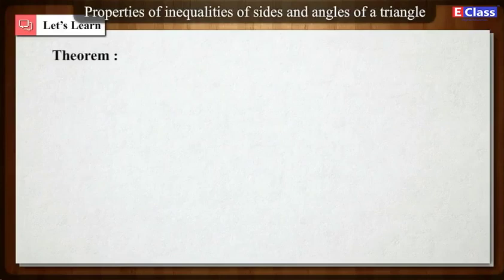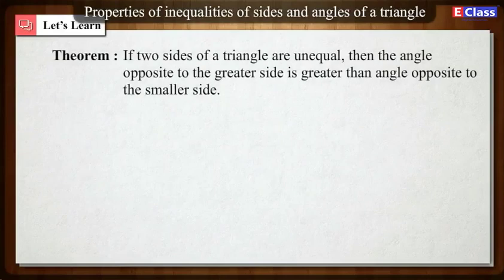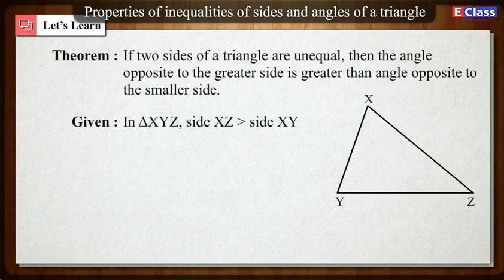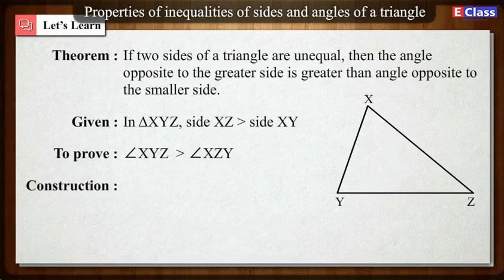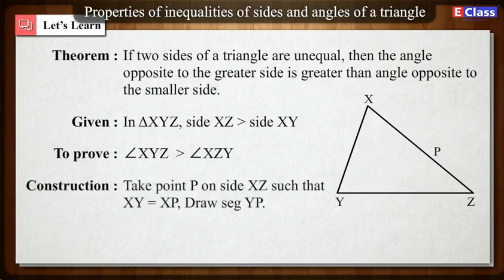Let's learn. Theorem. If two sides of a triangle are unequal, then the angle opposite to the greater side is greater than the angle opposite to the smaller side. Given. In triangle XYZ, side XZ is greater than side XY. To prove, angle XYZ is greater than angle XZY. Construction. Take point P on side XZ such that XY is equal to XP.